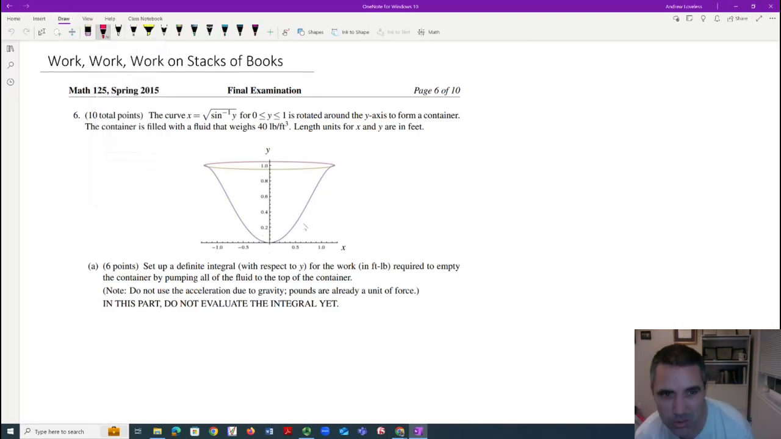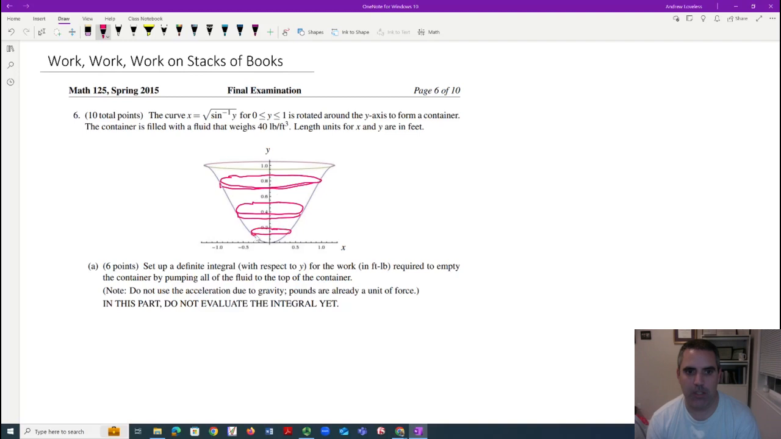So they give us this unusual tank, and they say x equals arc sine of y is rotated around this to form a container. It's filled with liquid. It mentions the work. So the moment you see this, you should think about stack of books. There's one book. I like to think of it. And there's another one up here. And there's another one down here. And we would like to lift this to the top, and lift that to the top, and lift that to the top. And your job is to find the pattern. What does that look like?